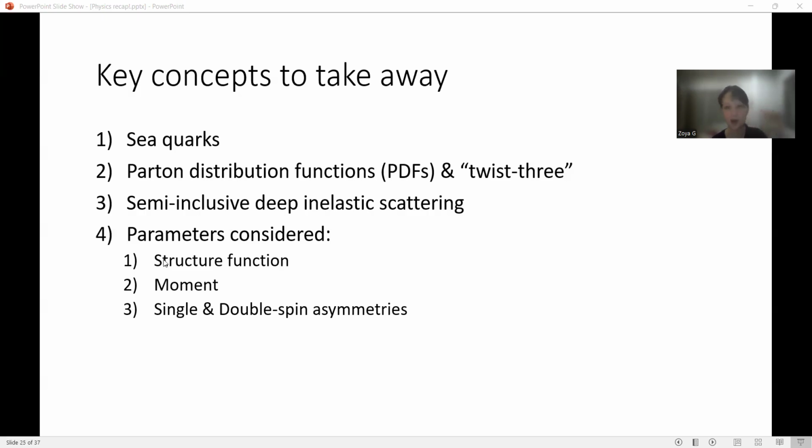I also want to talk a little bit about the parameters considered, but before we can do that, we need to talk about semi-inclusive deep inelastic scattering, or SIDIS.